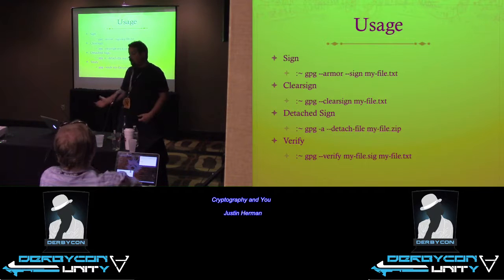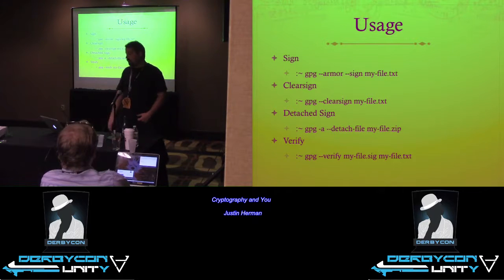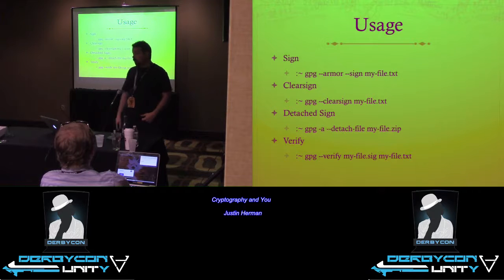you can sign files or text documents, emails, or any other sorts of messages that you want by using sign. Now what that does is it takes the whole file and it actually will encrypt and sign it.